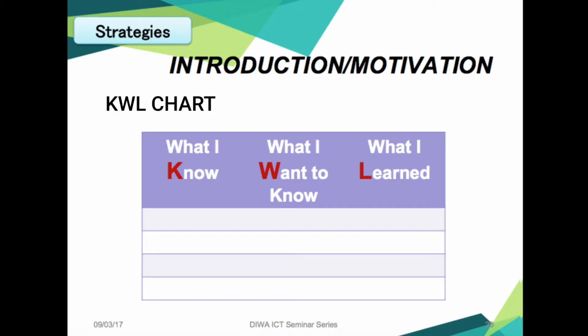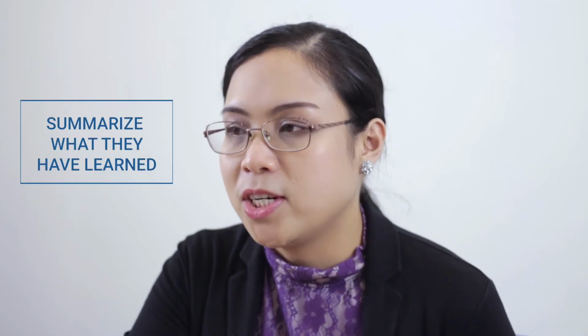Here are some examples of graphic organizers that you can use to elicit students' prior knowledge. First, the KWL chart. It consists of 3 columns, namely What I Know column, What I Want to Know column, and What I Learned column. Before the start of the lesson, students may write what they know about the topic and what they want to know about the topic.